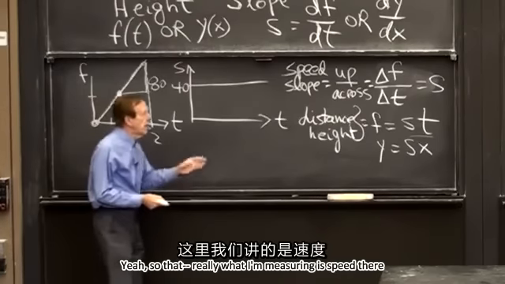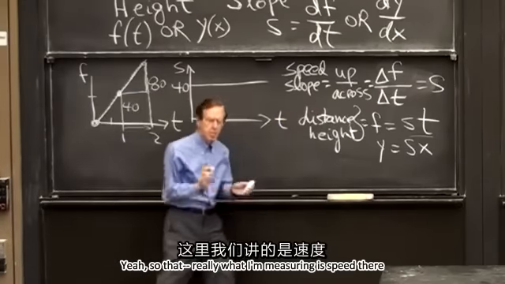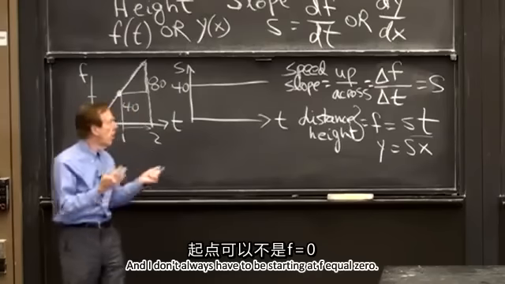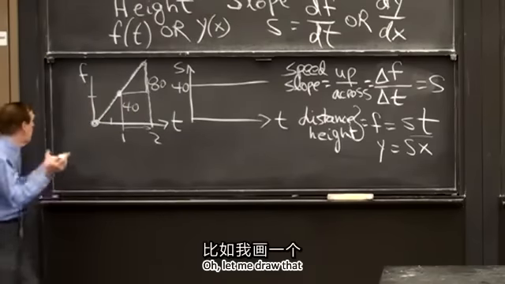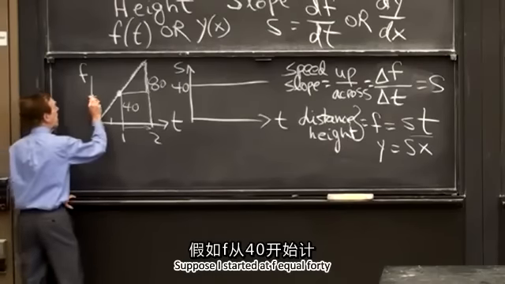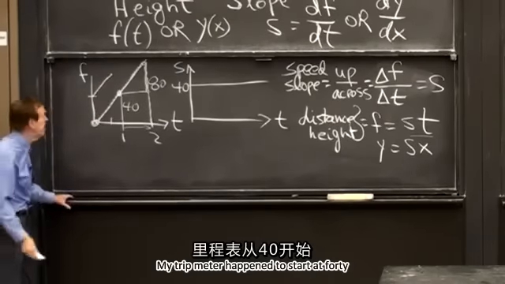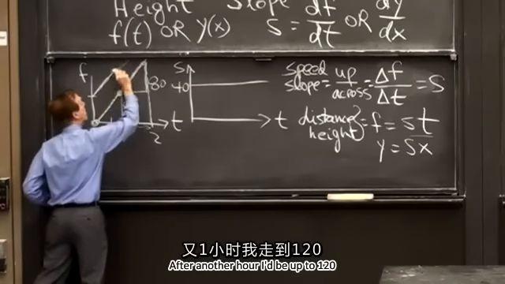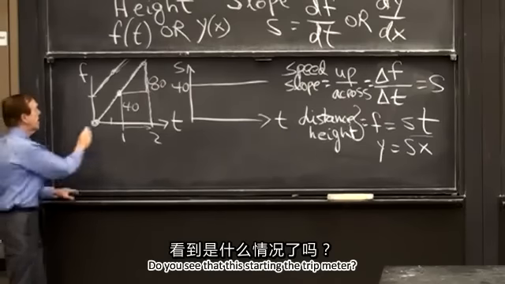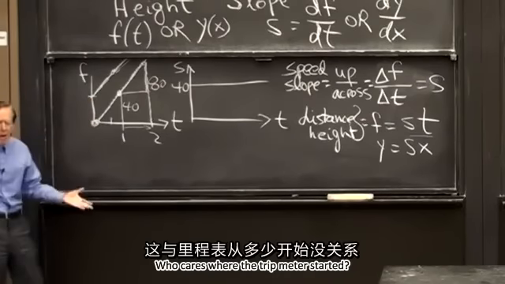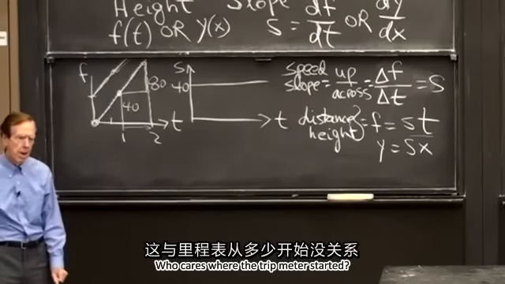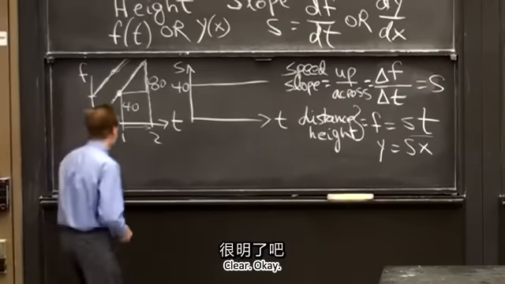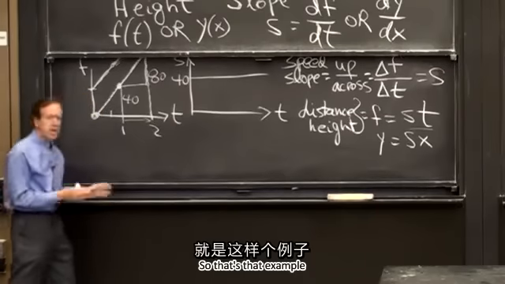It's still the slope of that line. So what I'm measuring in speed there, I don't always have to be starting at t equals 0. And I don't always have to be starting at f equals 0. Oh, let me draw that. Suppose I started at f equals 40. My trip meter happened to start at 40. After an hour, I'd be up to 80. After another hour, I'd be up to 120. Who cares where the trip meter started? It's the change in the trip meter that tells how long the trip was. Clear? Okay. So that's that example.